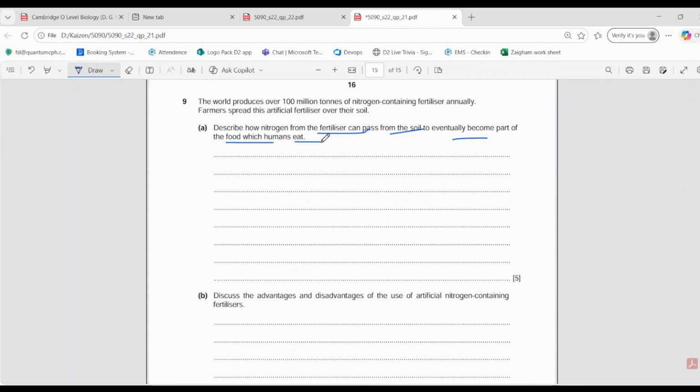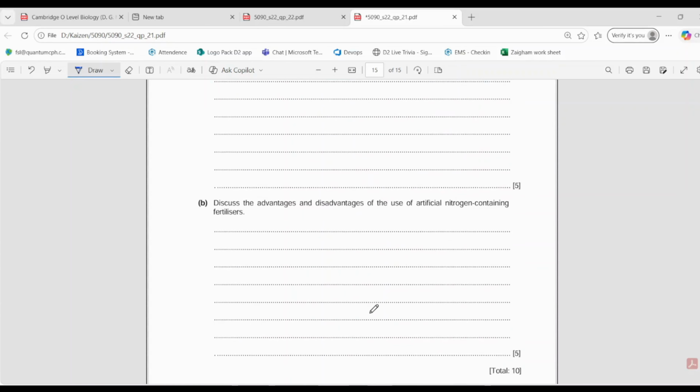Okay, and the disadvantage is that it would run off into the rivers and lakes where it would form a layer of algae. There is algal bloom, there is eutrophication that would lead to the decomposition or decay by bacteria and the algae. There would be lesser oxygen available. Okay.